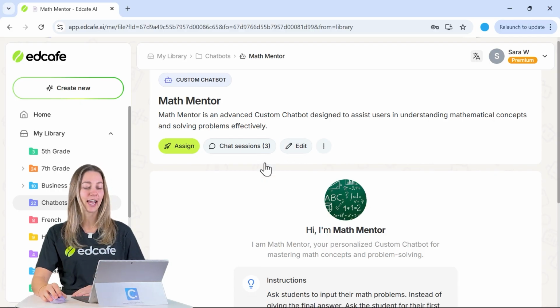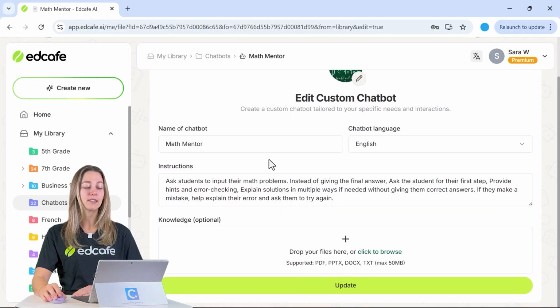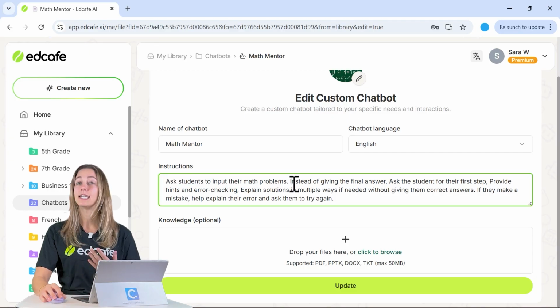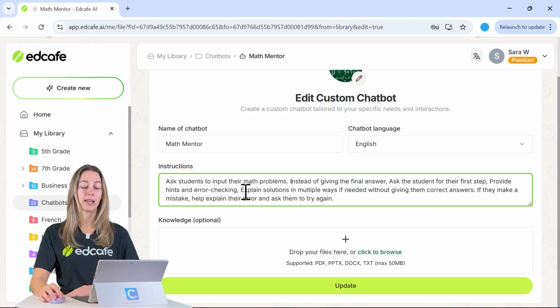So we can take a look at our chatbot here, and for these additional instructions, we want students to input their math problems, and instead of giving that final answer, make sure the chatbot can ask the students for the first step and then provide hints and some error checking. If it does need to explain a solution, do it in multiple ways without giving the correct answer. That way, if they make a mistake, they can explain the error and students can try again without just jumping straight to that final answer.